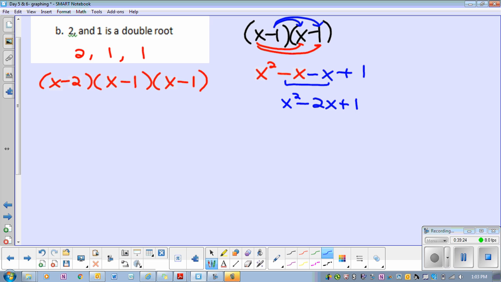I'm going too fast. Okay, I'll slow it down. So I multiplied those two together. What do I still need to multiply to this trinomial now? x minus 2. So right in front, x minus 2. Now let's triple distribute.